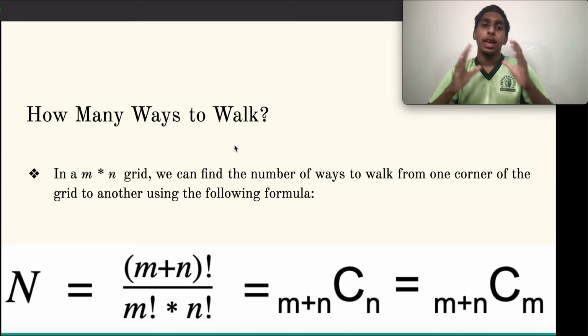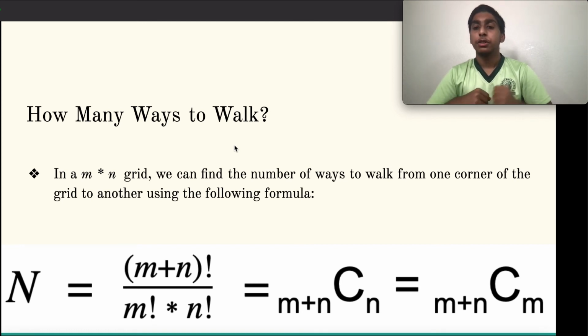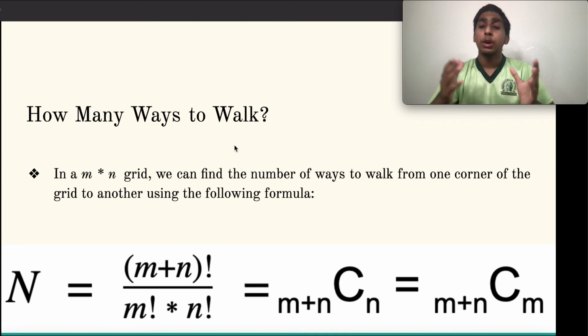All right, in an m times n grid, we can find the number of ways to walk from one corner of the grid to the other using the following formula. So when I say one corner of the grid to the other, let's just say that, if you see my camera, from one corner to the other, that would be a sample grid if you had grid boxes on it. Basically we're trying to find how many ways can you walk from the top corner of my camera to the bottom corner of my camera. That's what we're trying to find using this.